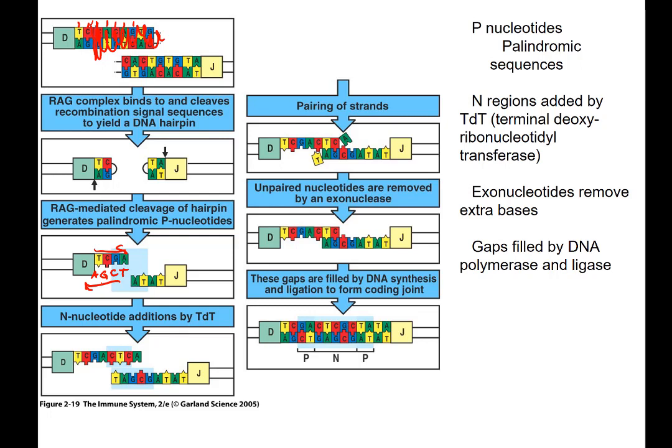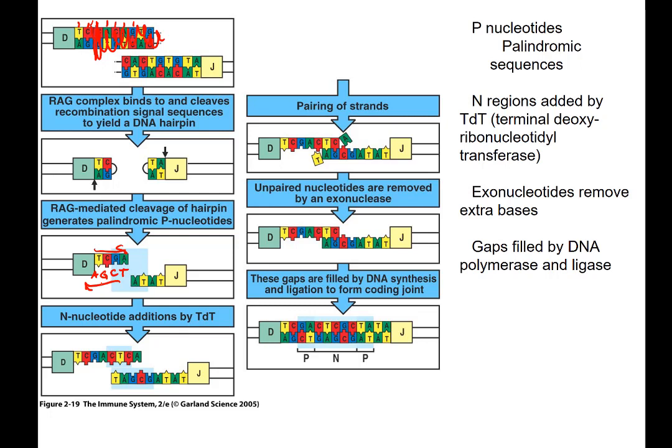So we're going to create this random binding, and it's just that these two are where it binds. We're going to cut off. We're going to have exonucleases remove the ones that don't bind correctly, because DNA has to be perfect. C's must bind to G's, and G's must bind to C's. T's must bind to A's, and vice versa.